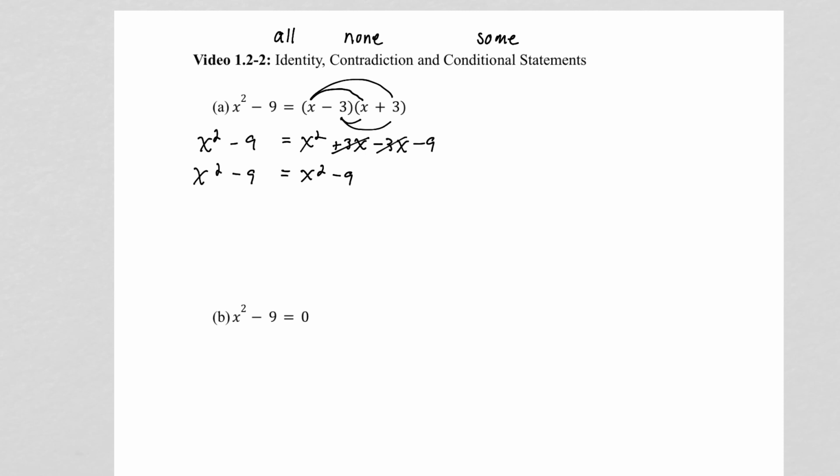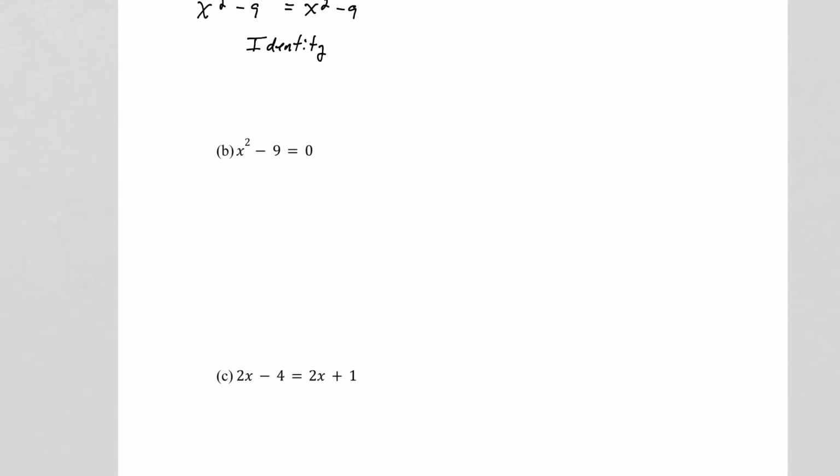Notice the left side is exactly the same as the right side. So if we substitute any number in for x, we're going to get the same thing on the left as we do on the right. And this is considered an identity statement. And again, true for all real numbers. Let's look at part B.